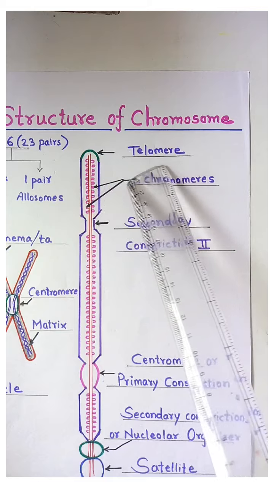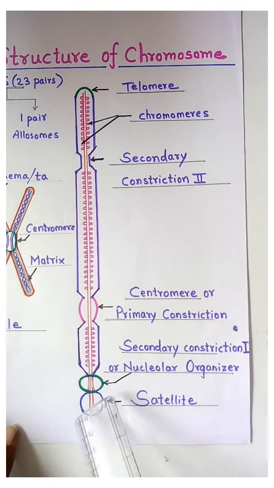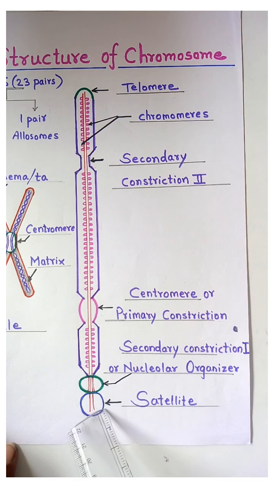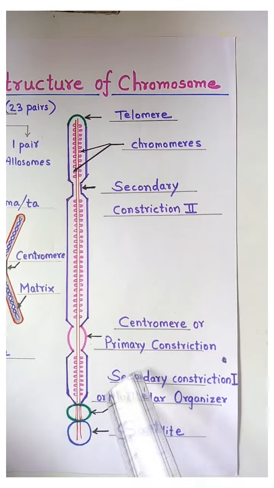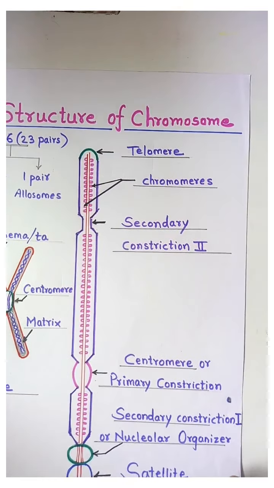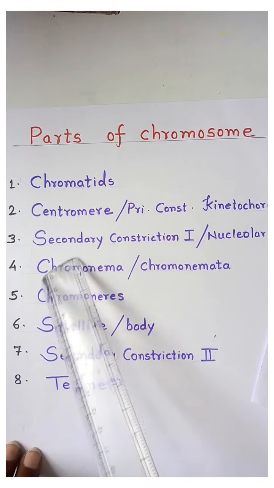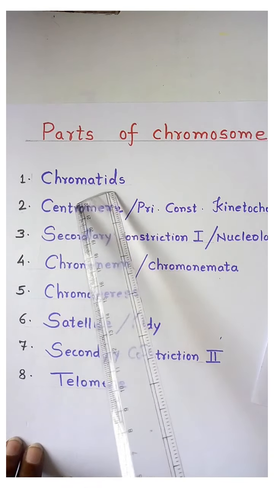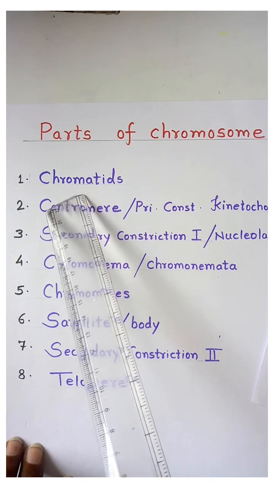Telomere, the end part of chromosome, is called telomere. And if the chromosome is having satellite, then that type of chromosome is called satellite chromosome. So these are the different parts of the chromosomes. In all, there are 8 parts of chromosomes, which are as follows. The first part is called chromatids. Each chromosome consists of 2 chromatids.